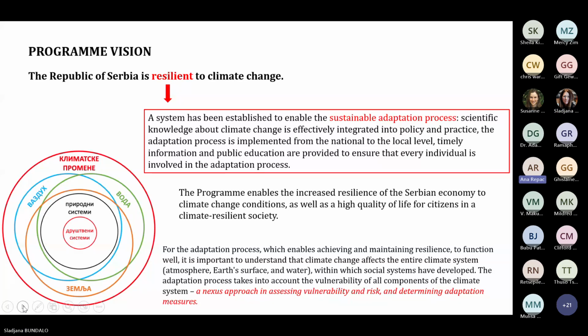Therefore, because we all know that the climate system is the most robust and the most complex natural system on our planet, the Nexus approach, meaning the atmosphere, earth surface, or land, and water, is being applied for assessing the vulnerability and risk and determining adaptation measures within our adaptation program. Next slide.